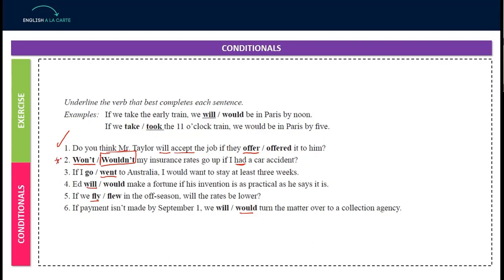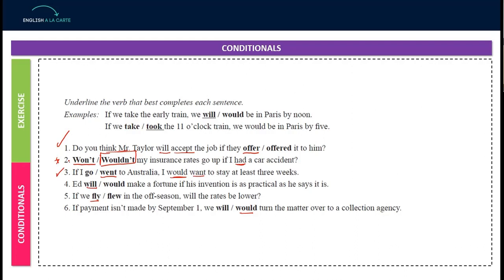Number three, if I went to Australia, I would want to stay at least 3 weeks. Why went? Because the second sentence had would. Excellent. Would want.